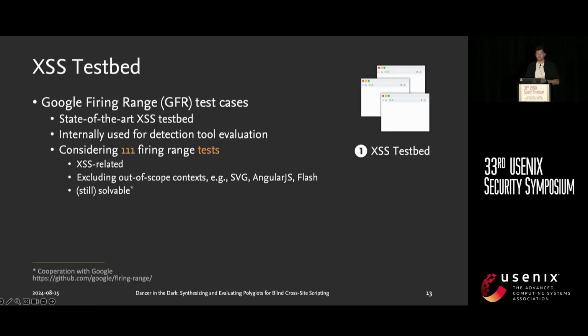For our testbed, we resort to Google's Firing Range, which is a state-of-the-art cross-site scripting testbed, and it is internally used to evaluate how detection tools work, how good they are. So we consider a subset of Google Firing Range tests consisting of 111 tests, which are related to cross-site scripting. We excluded out-of-scope contexts like SVG, AngularJS, and Flash because they have substantially different syntax. And we only consider tests which are still solvable, which we determined in cooperation with Google.